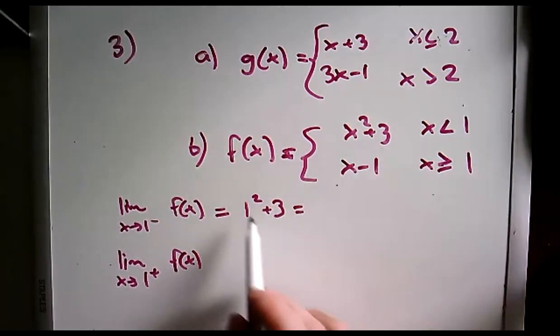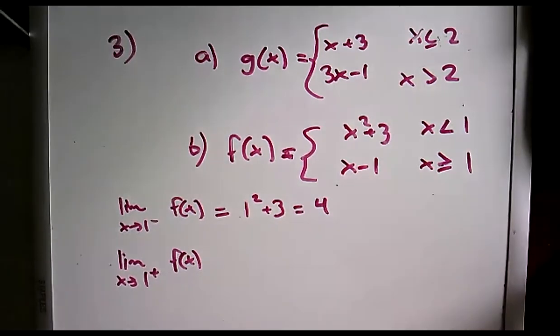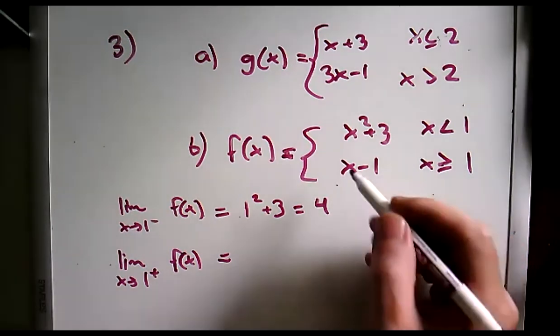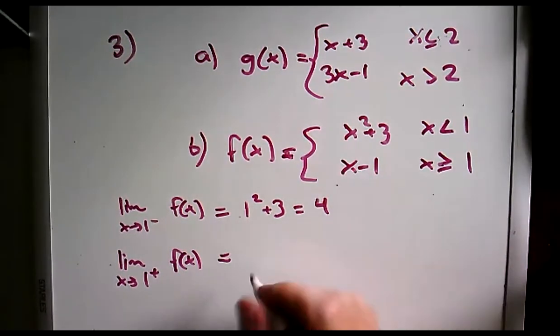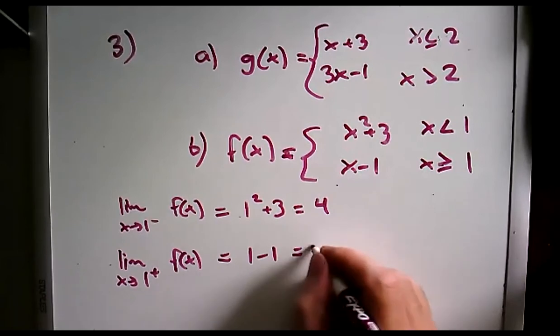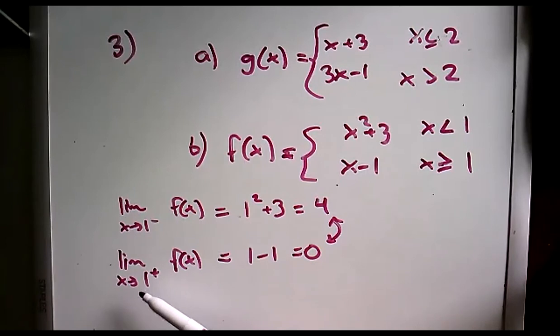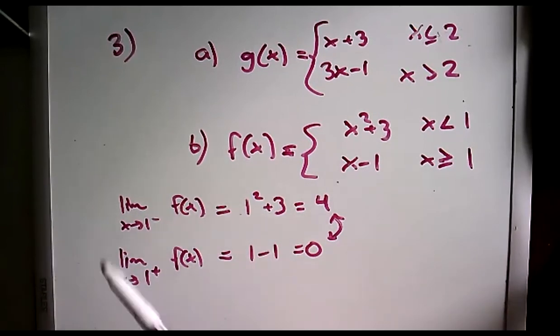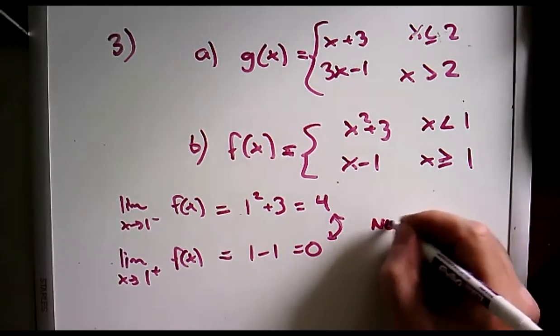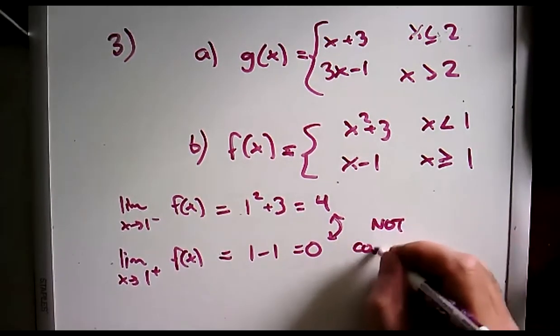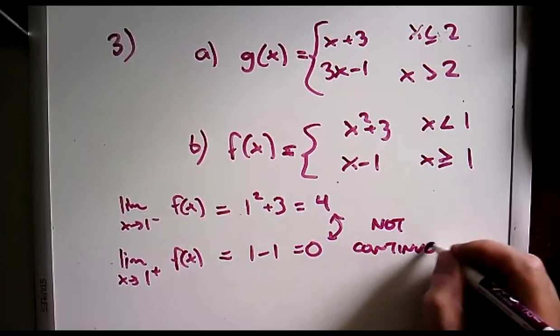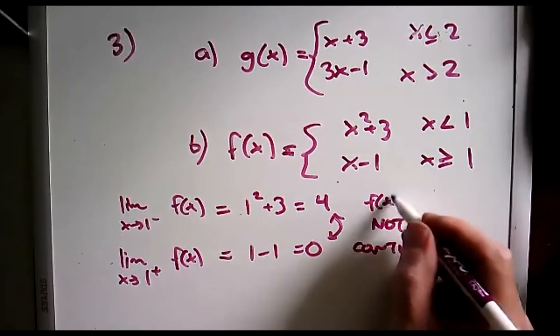Right, so x squared plus 3 is 1 squared plus 3, and so we get 4 for a functional value, or sorry, for our limit. And we take the limit from the right-hand side. We'll use our second definition here, so x minus 1, letting x equal 1, and we get 0. And now, since these are different, the left-hand limit exists, the right-hand limit exists, but they're different, and so the limit as a whole does not exist as x approaches 1, and so we conclude that it is not continuous at x equals 1. F of x is not continuous.